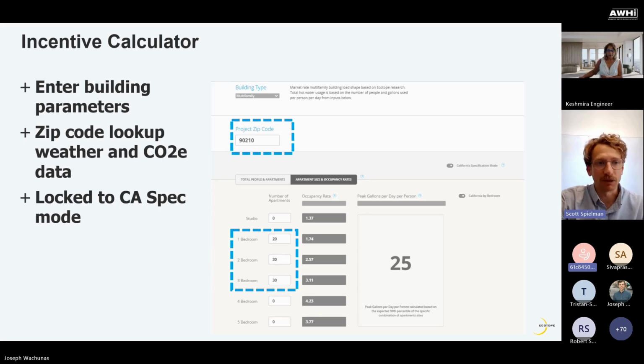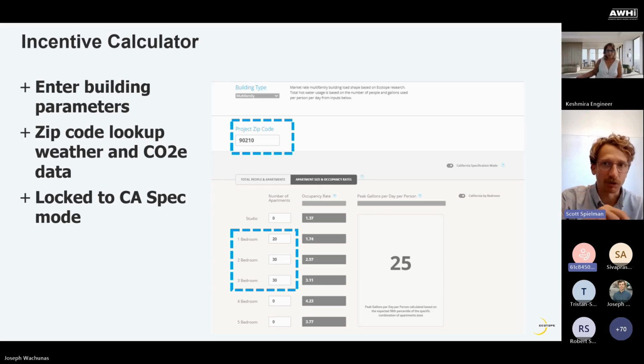And then you put in building specifications. Those are how many apartments in different bedroom configurations, and it uses that to calculate the occupancy and the recirculation losses.